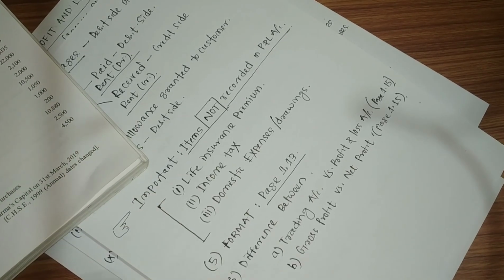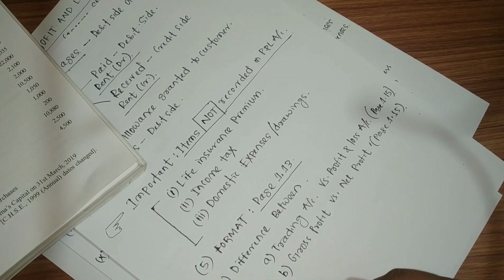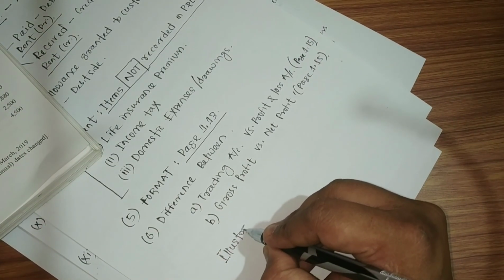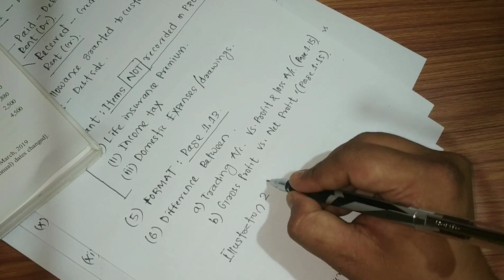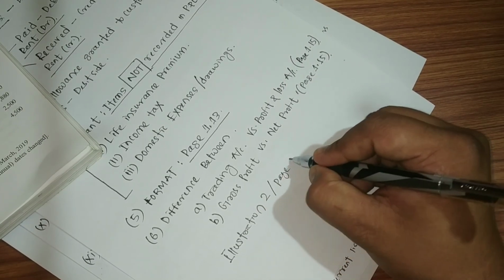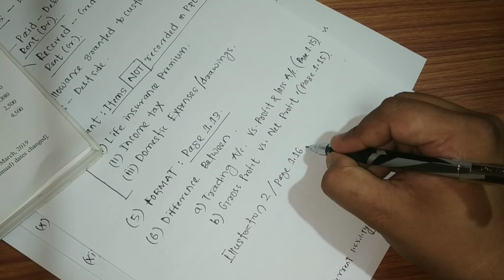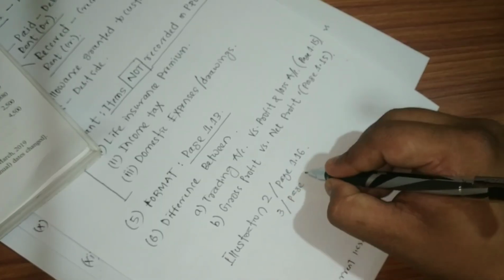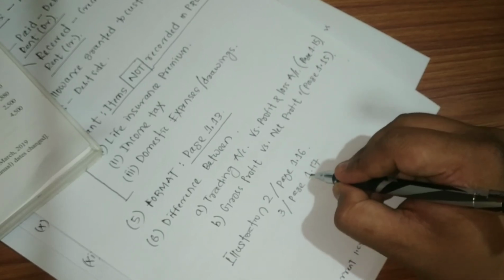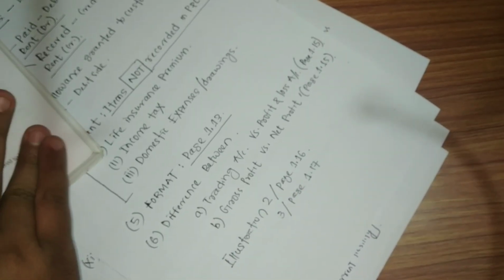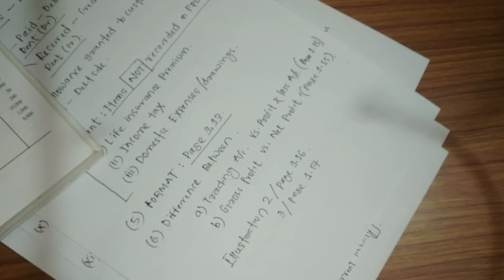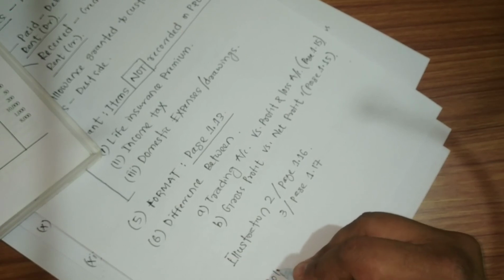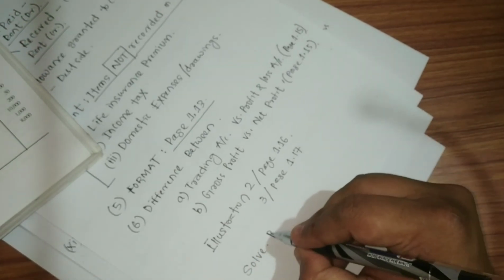After that, you have to cover the illustrations for practice purposes. I am giving the reference: illustration number 2, page number 1.16. Similarly, after that, illustration number 3, page number 1.17. You have to refer to these two illustrations to have an overall idea about the profit and loss account. Then straight away you have to solve the practical questions.